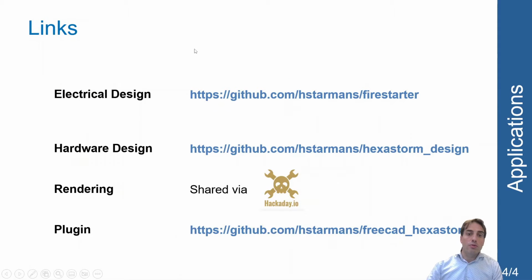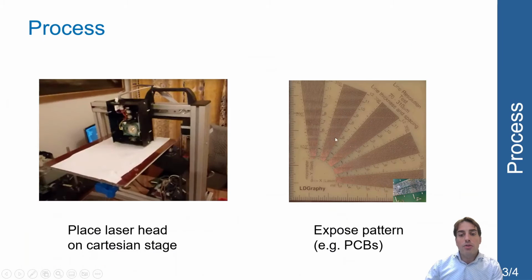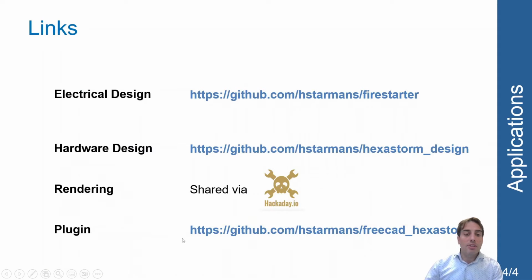If you want to look into the design, the electrical design is shared. You can find it on GitHub, where the hardware design is also there. The rendering is just one file, and that will be shared via my Hackaday page. So you can look for laser prism scanner, and you can find that there. There is also a plugin which I use to create these rays, and you can find that here. But this is quite hard to install, so be careful.